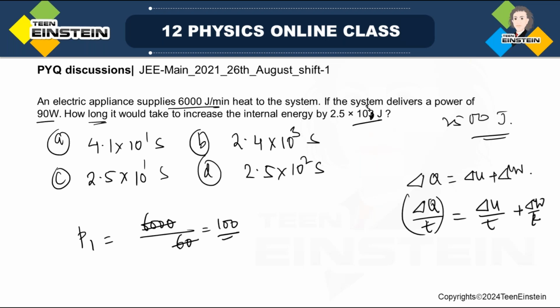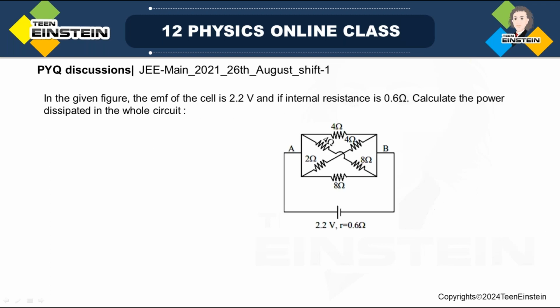See, this is dq by t. I have to make it 6000 by 60, so in seconds. On this side delta u by t, this I have to find out, the change in internal energy per second. And this is what the system delivers, the power delivered is 90 joule per second, or 90 watt.